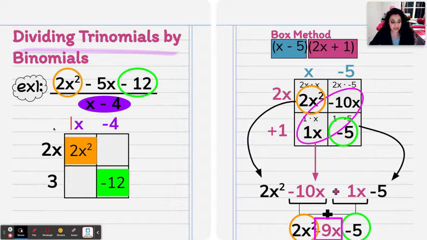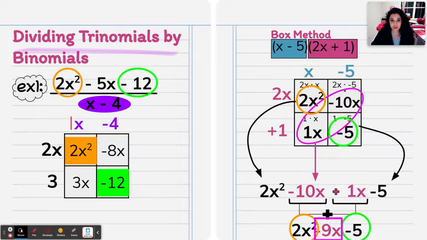So before I can say that this is the answer, 100% sure, I'm going to go ahead and check my work. And I do that by first multiplying 2x times negative 4 to get negative 8x. I'm filling in the missing boxes. And then 1x times 3 to get 3x.